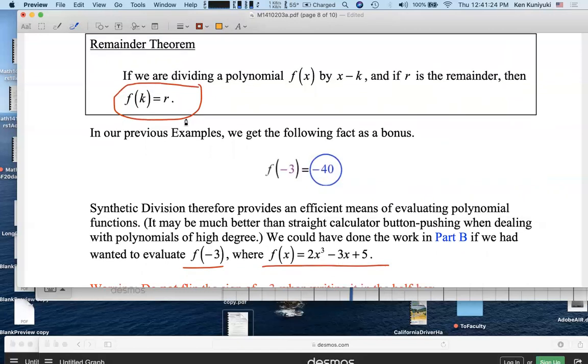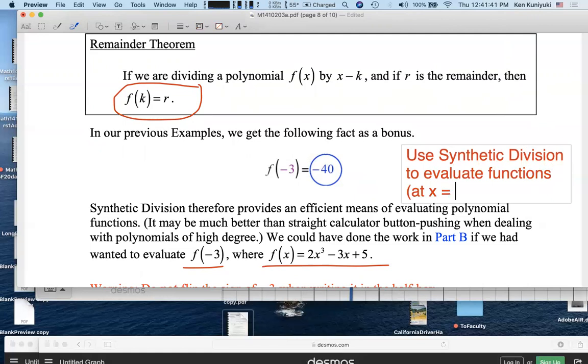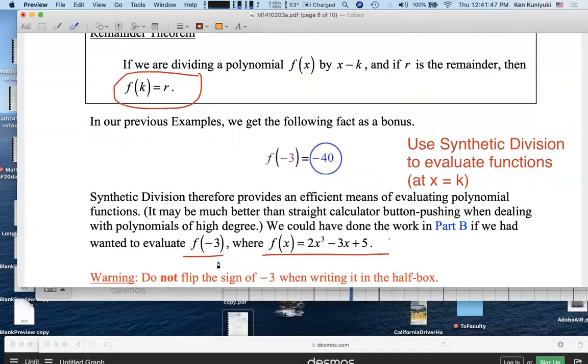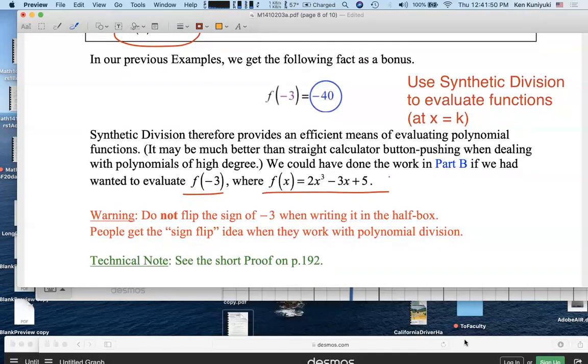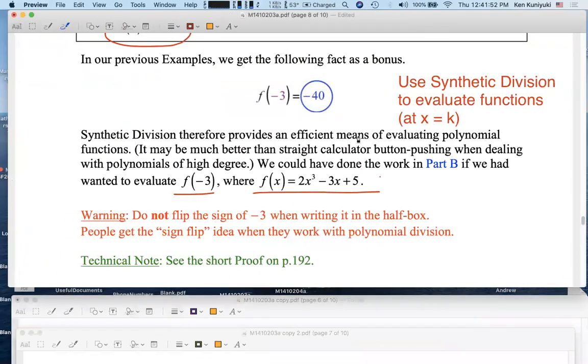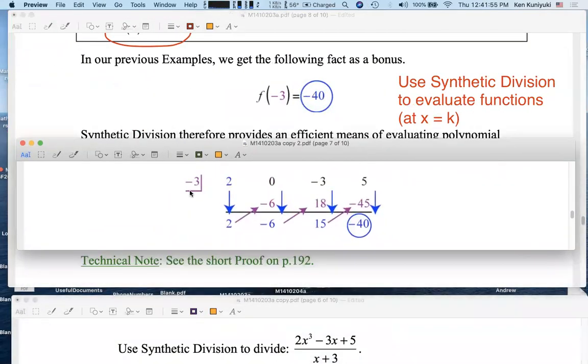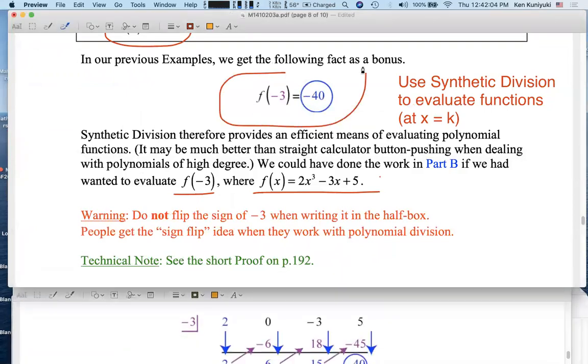But there's an alternative. You can use synthetic division. You can use synthetic division to evaluate functions, namely, at x equals k. F of x equals 2x cubed minus 3x plus 5. You want to know what f of negative 3 is. What can you do? Well, you do the synthetic division. You plug negative 3 into the dunk tank, work out the synthetic division, and this remainder here is the answer, negative 40. So I claim that f of negative 3 is negative 40.